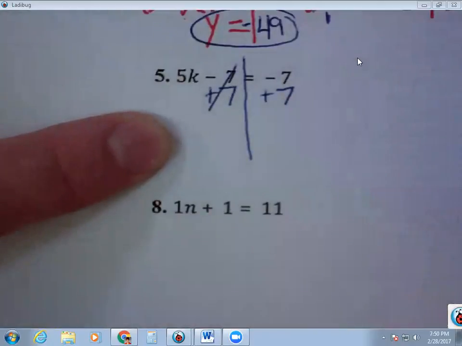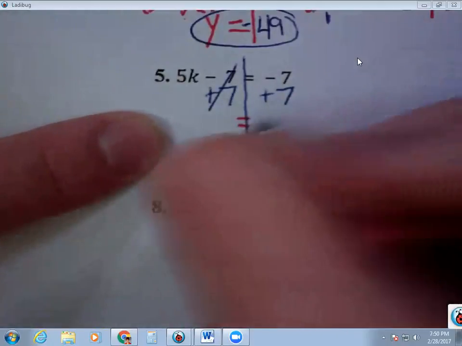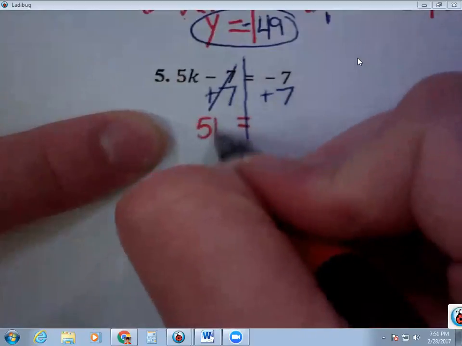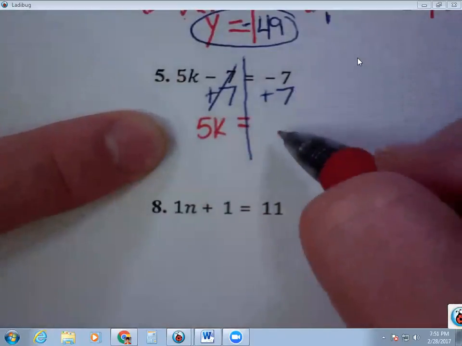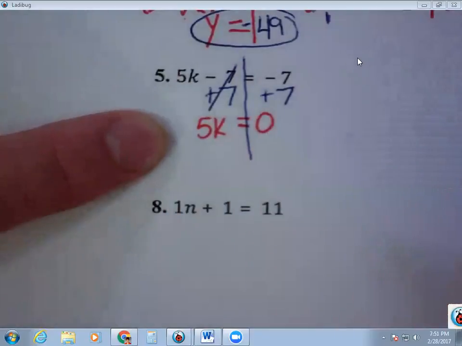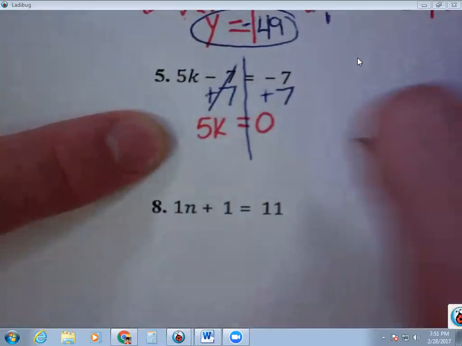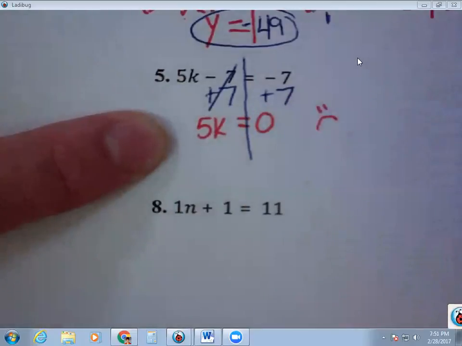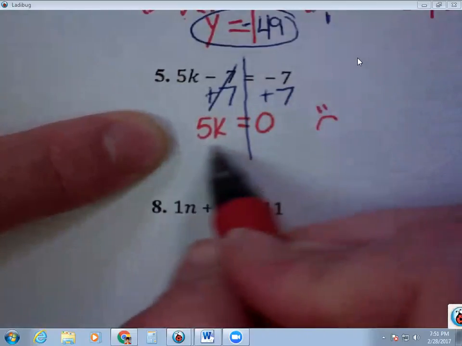Okay, so now I've got 5k. Let's just rewrite it down here. Equals, what's -7 plus 7? Nothing. If I have 7 cookies and then you take them away, I have 0 cookies and a sad face. No cookies. So now I still need to get rid of that 5 by the k.